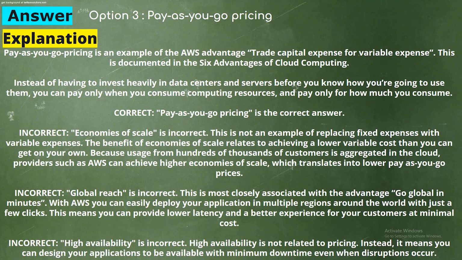Incorrect. Global reach is incorrect. This is most closely associated with the advantage go global in minutes. With AWS you can easily deploy your application in multiple regions around the world with just a few clicks. This means you can provide lower latency and a better experience for your customers at minimal cost. Incorrect. High availability is incorrect. High availability is not related to pricing. Instead, it means you can design your applications to be available with minimum downtime even when disruptions occur.